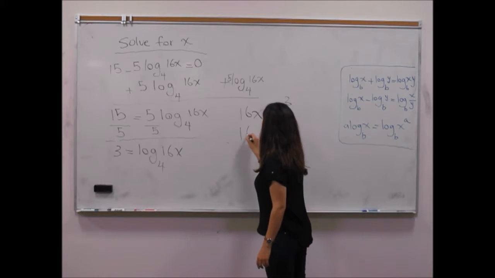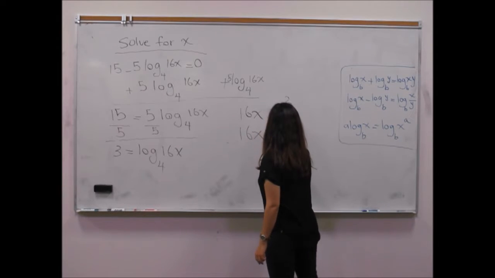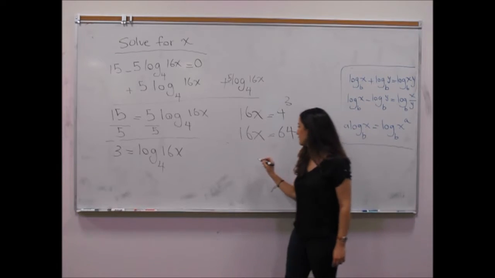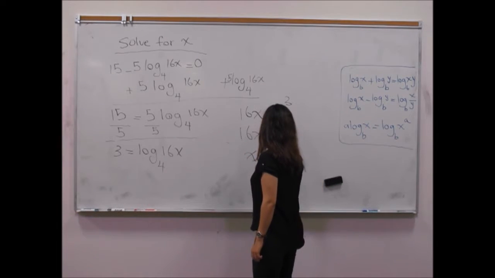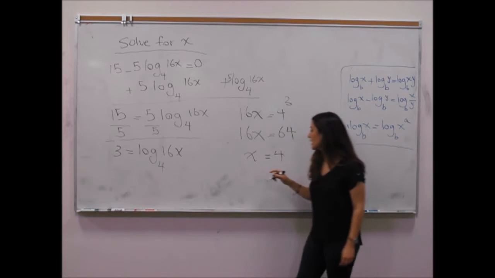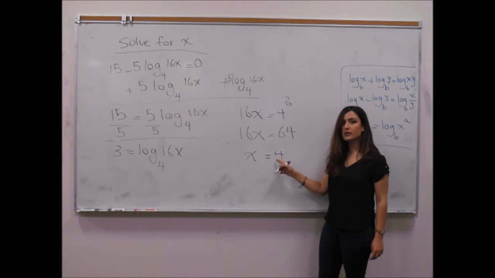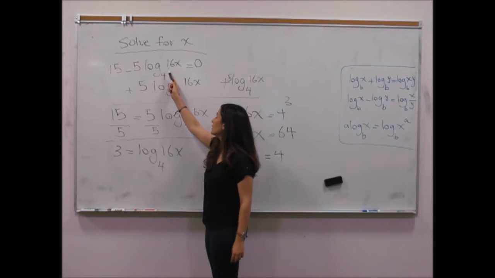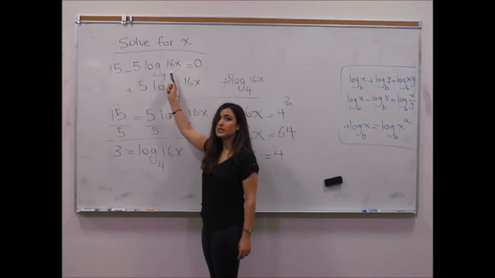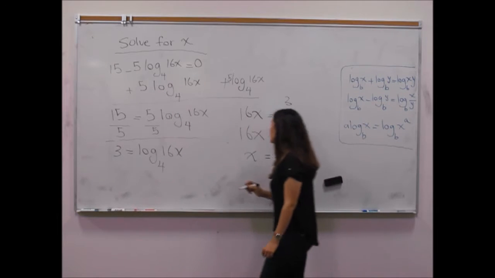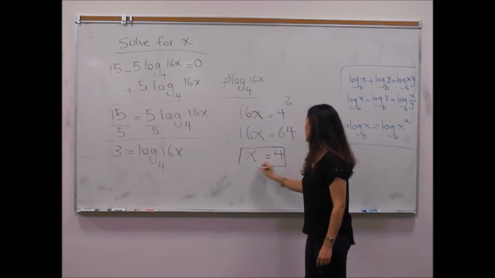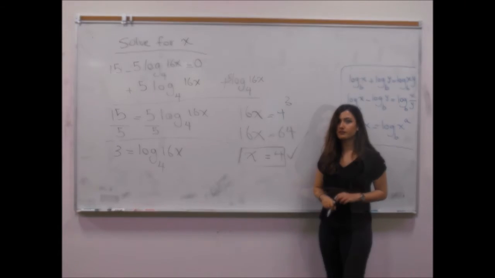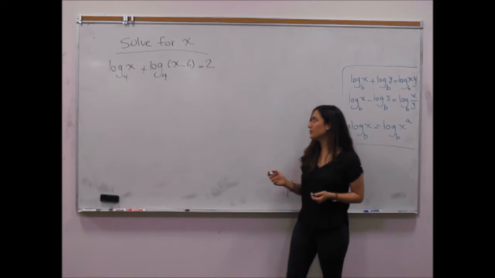So 4 cubed is 64. 16x is equal to 64, so my x is equal to 4. And we're going to check to make sure this 4 gives us a positive value. If we plug it back in here, we get 16 times 4, which is 64, a positive number. So this answer works. Our solution is 4.